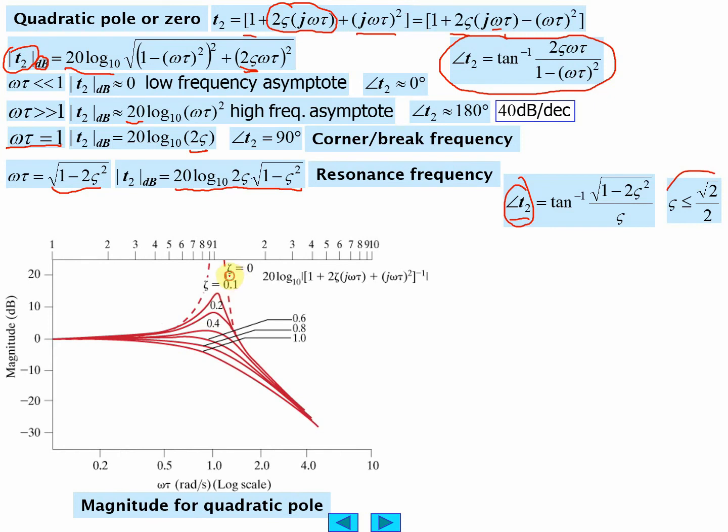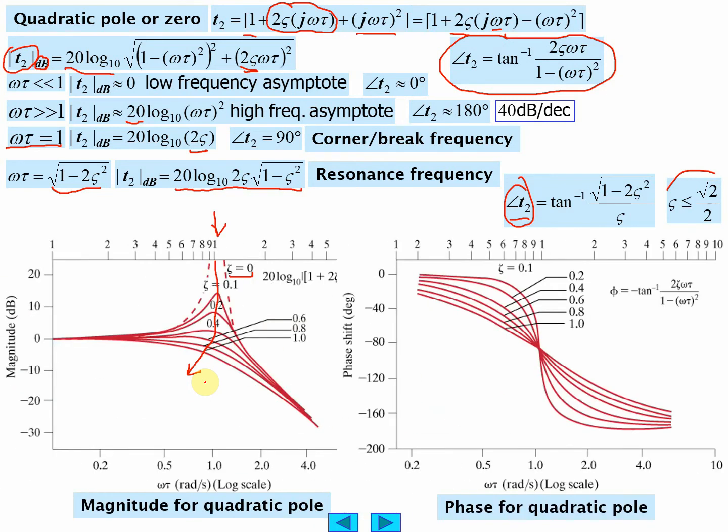So when there's zero damping, resonance frequency would be right at 1. Omega tau equals 1. But then as you have more and more damping, it kind of shifts the peak. There we go. It kind of shifts down like so. And that has to do with the fact it's friction. Damping is friction. Phase angles, phase shifts as a function.